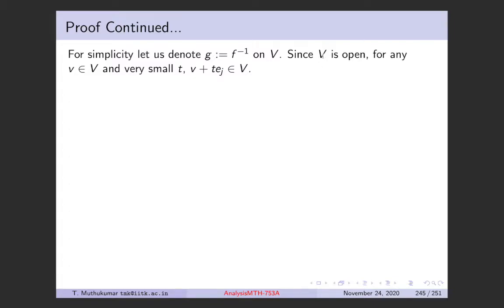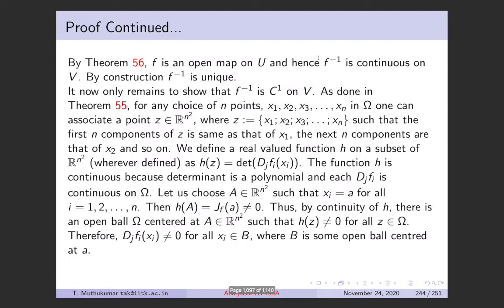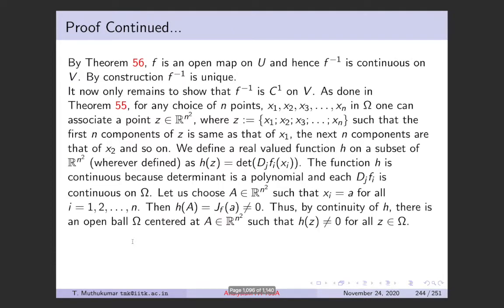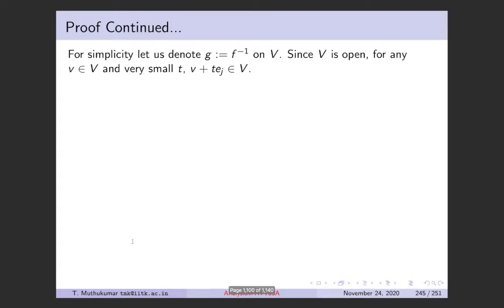So the V that we had obtained, which is the image of B2, right? V was defined as the image of B2 under F. The way we chose it here, V is F of B2. So that is open, right? That's how we had obtained it, as an open ball.